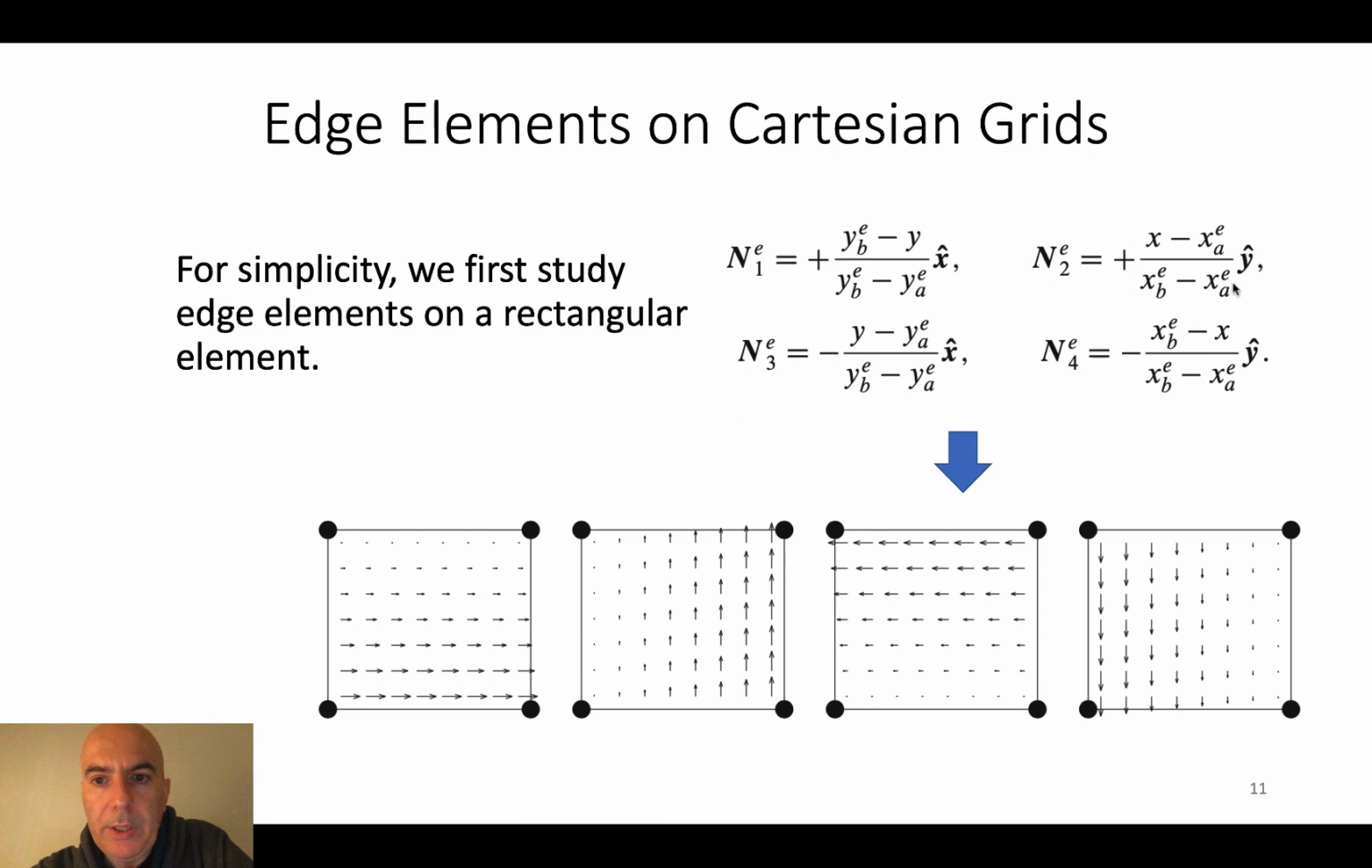The second element is in the y direction, and the intensity of this vector depends on x in a linear form. So you can see here it is going to be in the y direction, and we're going to increase linearly. The same applies for N3 and N4. One will be in the x direction, but with the opposite sign. The other one again will be in the y direction with the opposite sign with respect to this one.